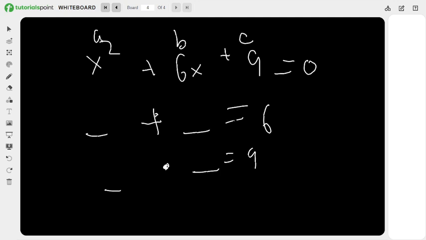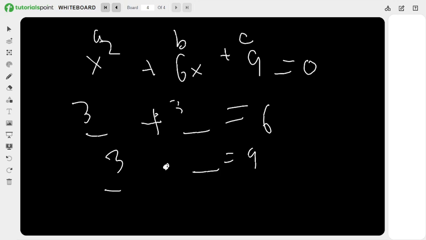So anyways, let's think. What are all the pairs of numbers that multiply to 9? 1 times 9 is 9. 3 times 3 is 9. That's our only two options, right? So hopefully you've realized 3 and 3 add to 6. So our two numbers are going to be 3 and 3.